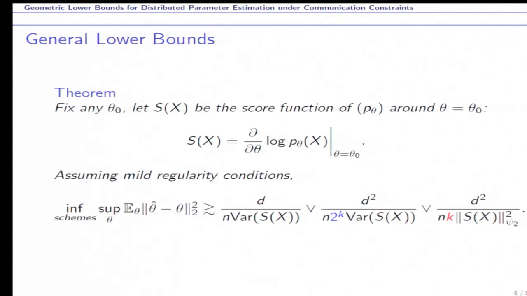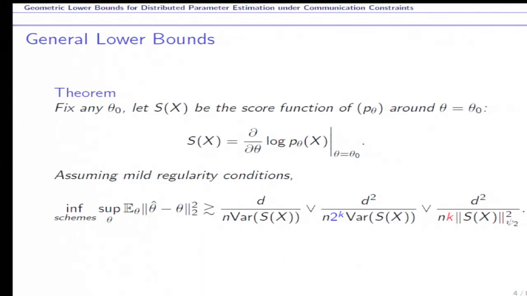Okay, here is our main result. We establish a local minimax lower bound in this case. Fix any theta naught in the parameter set, and let s(x) be the score function of the model p_theta around theta naught. That is just the partial derivative of the log likelihood function. Then, assuming mild regularity conditions, we have the following minimax bound. Recall that the variance of the score function is the Fisher information. The first bound is from classical asymptotic statistics. So the bounds of interest are actually the latter two bounds.